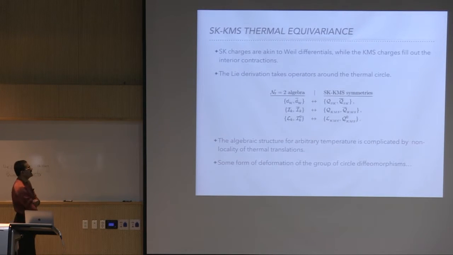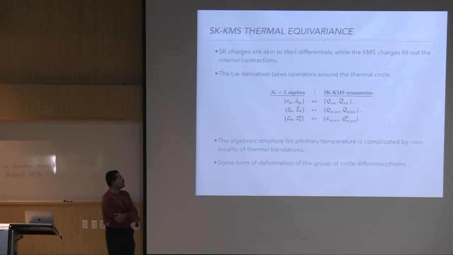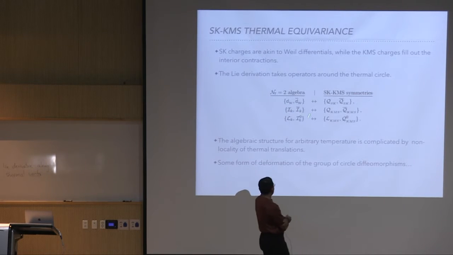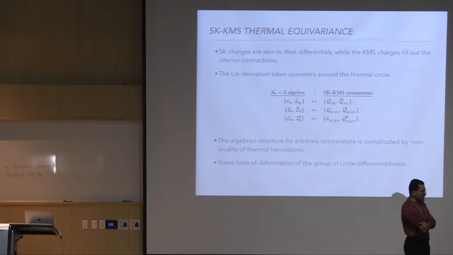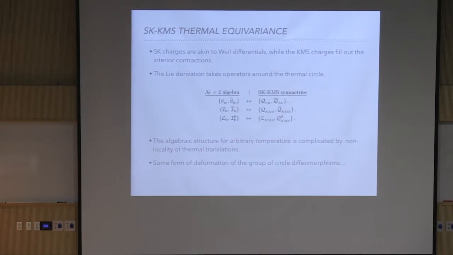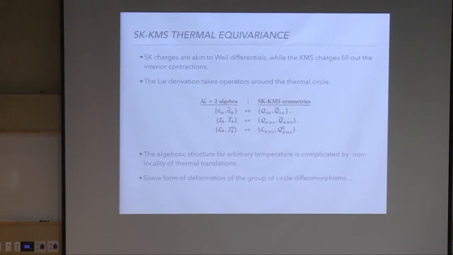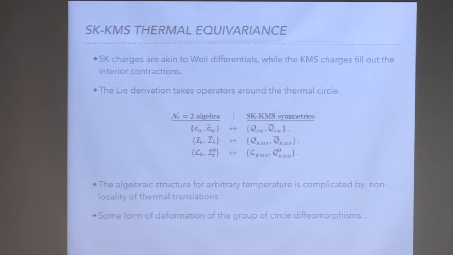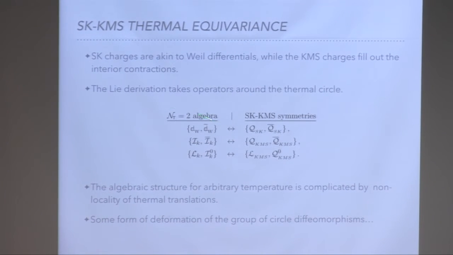Okay, now finally I can tell you what my labels mean. So there was an abstract algebra which I call this N T equals 2 algebra, and I've been talking for the last 15 minutes or so about just abstract mathematics. So what does it have to do with the Schwinger-Keldysh stuff? The cohomology generators of this topological algebra are to be identified with the Schwinger-Keldysh topological charges, Q SK and Q bar SK. The 2 interior contractions that have non-zero ghost number should be identified with the KMS charges, Q KMS and Q bar KMS.